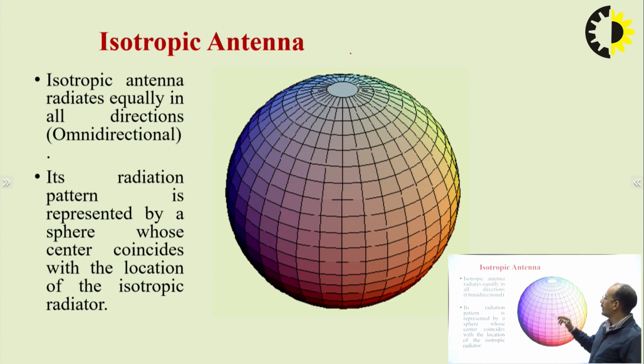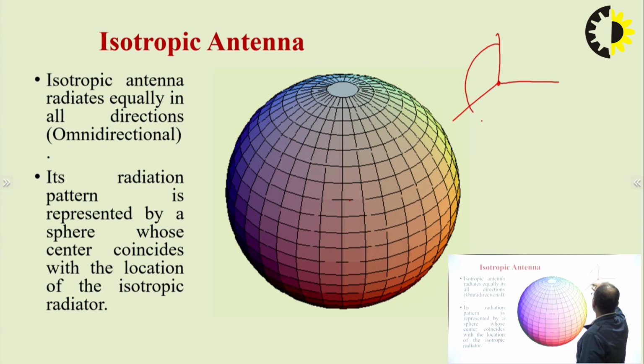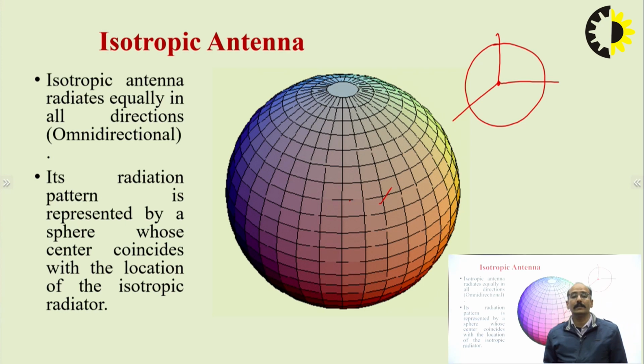That's why the radiation pattern of an isotropic antenna is omnidirectional. This is the radiation coordinate system, and here you put that point source, so the radiation pattern is in the form of a sphere and it radiates equally in all directions. So that is about the isotropic antenna.